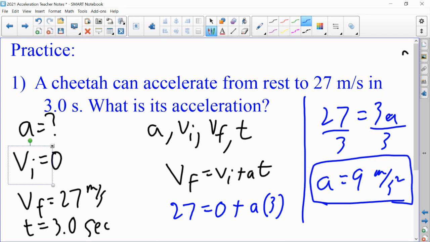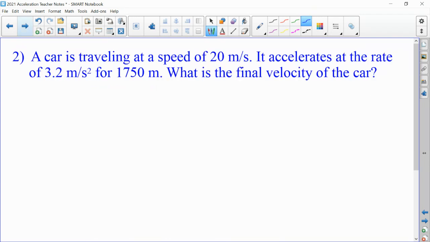All right, so that's the process that you're going to use every single time. So let's look at another one. It says a car is traveling at a speed of 20 meters per second. It accelerates at a rate of 3.2 meters per second squared for 1,750 meters. What is the final velocity of the car? So obviously the final velocity here is what we're going to be looking for. So VF is our question mark.